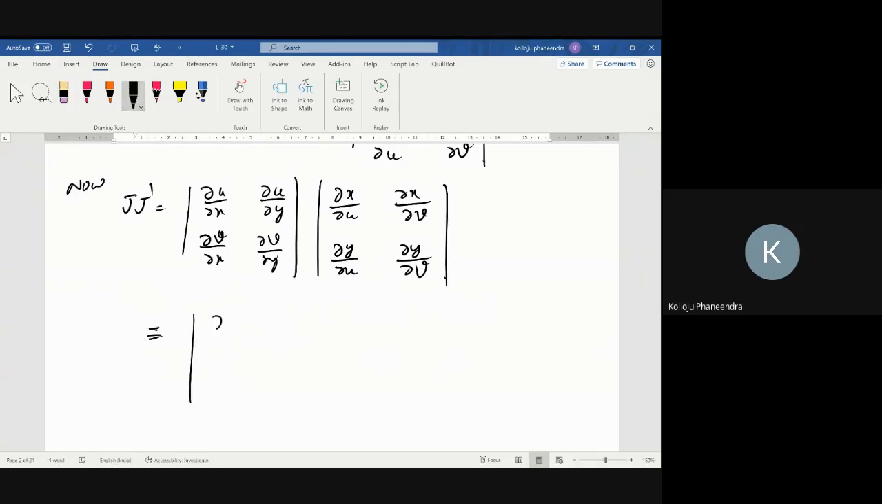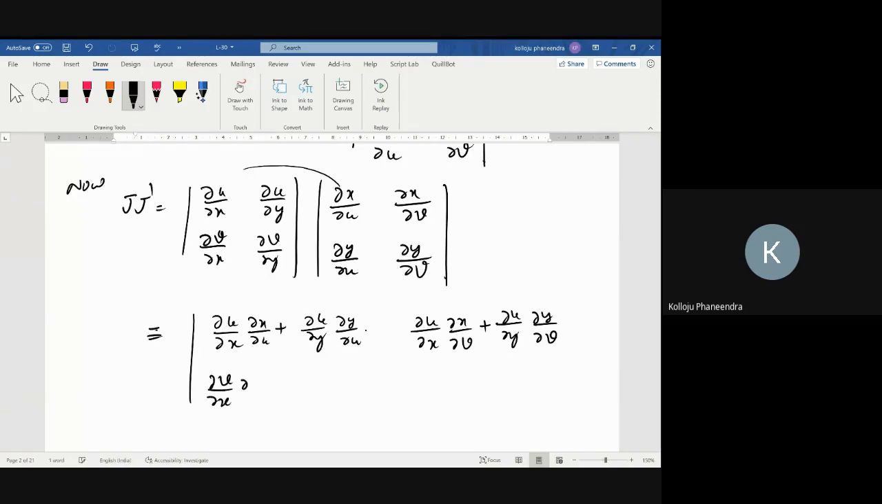If I take the product, what is the first position? Dou u by dou x into dou x by dou u, plus second one, dou u by dou y into dou y by dou u. First one is over, one position. Next one, dou u by dou x into dou x by dou v, plus dou u by dou y into dou y by dou v. Next one, dou v by dou x into dou x by dou u, plus dou v by dou y into dou y by dou u. And the last position, dou v by dou x into dou x by dou v, plus dou v by dou y into dou y by dou v.